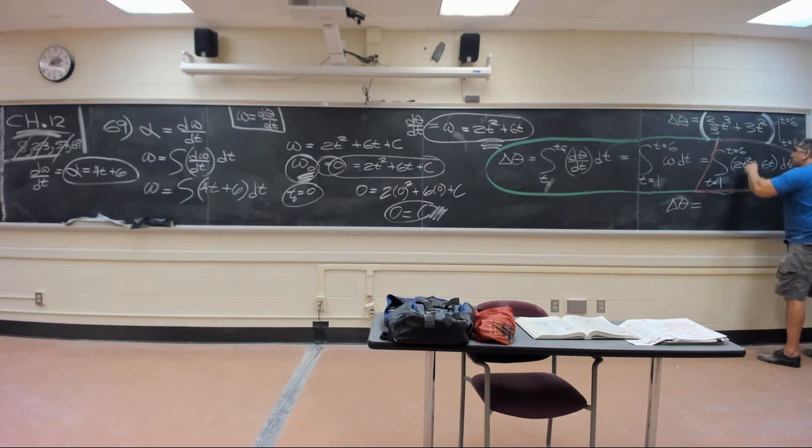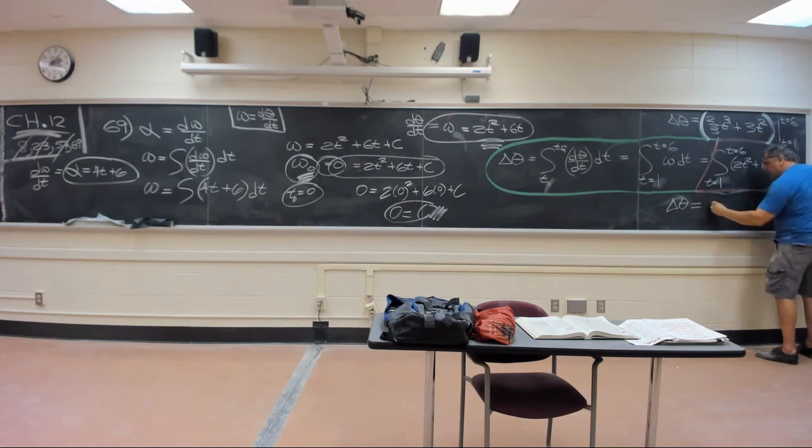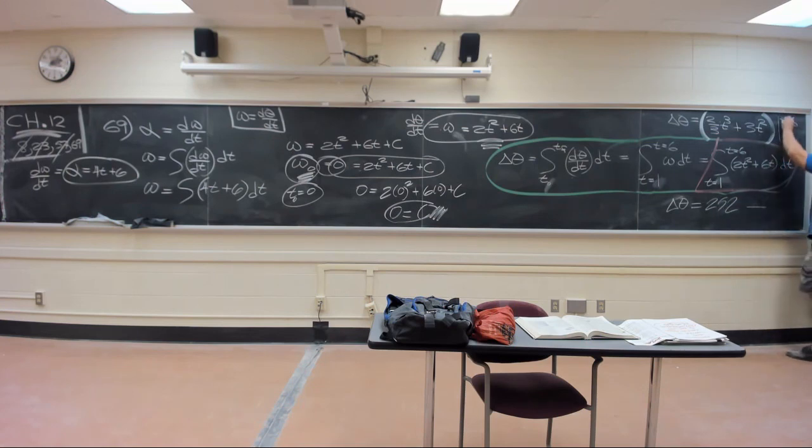144 and 108 is 252. 144 plus 108 is 252. That's on this side. Put the 1 in here. 1 squared times 3, 3. 1 cubed times 2/3 is 2/3. That's 3 2/3. So when we do it, that's 248 and 1/3.